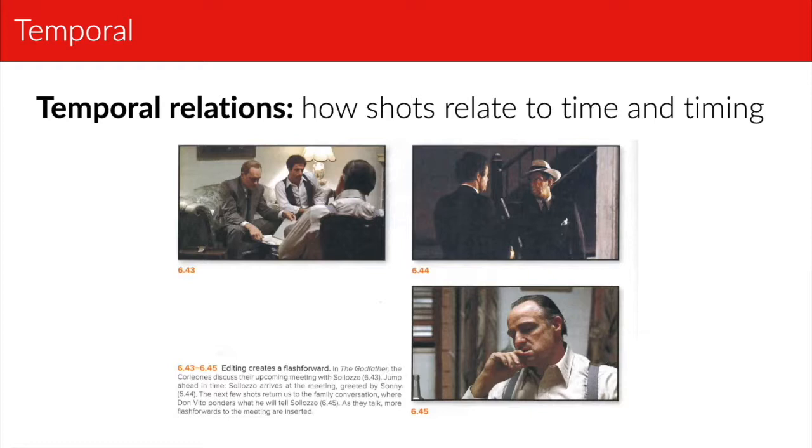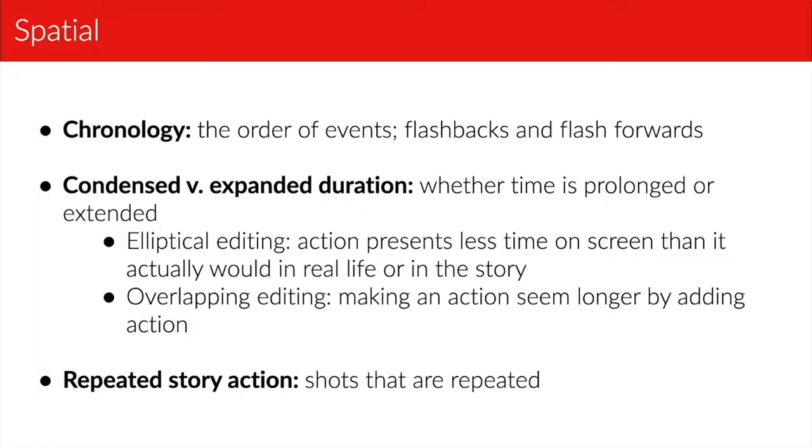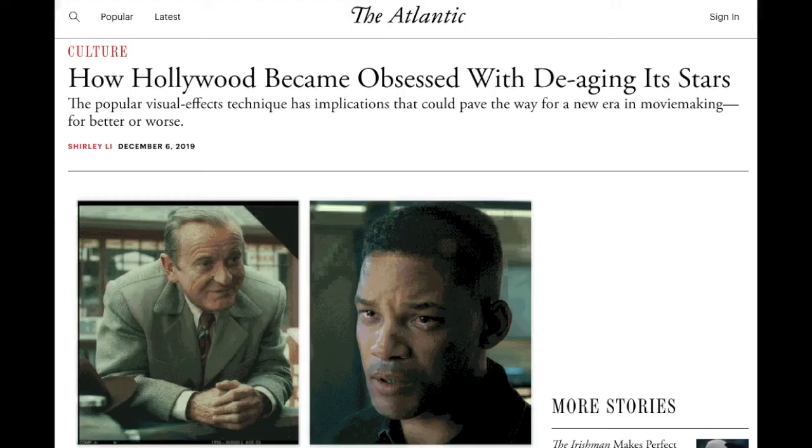Finally, you can have temporal relations, how shots relate in time and have a particular timing. So this relates to chronology, condensed or expanded duration, and repeated story action. For chronology, that's the order of events. And you could, for instance, change the order of the shots of In the Mood for Love. People oftentimes also include in chronology flashbacks or flash forwards. I think becoming more common with digital aging techniques.